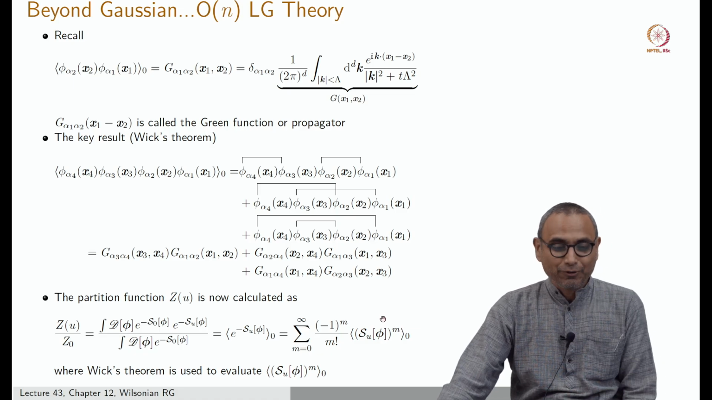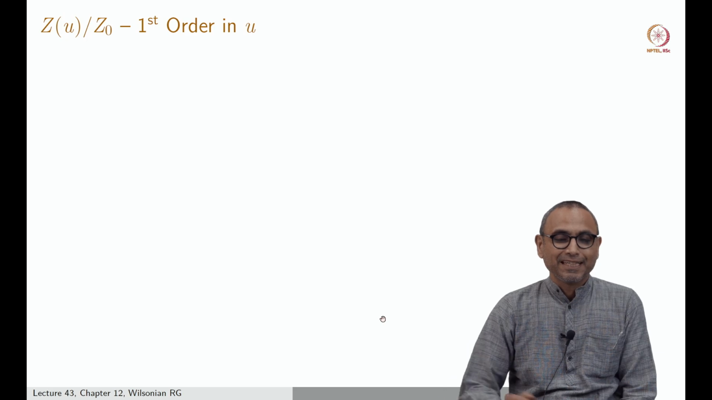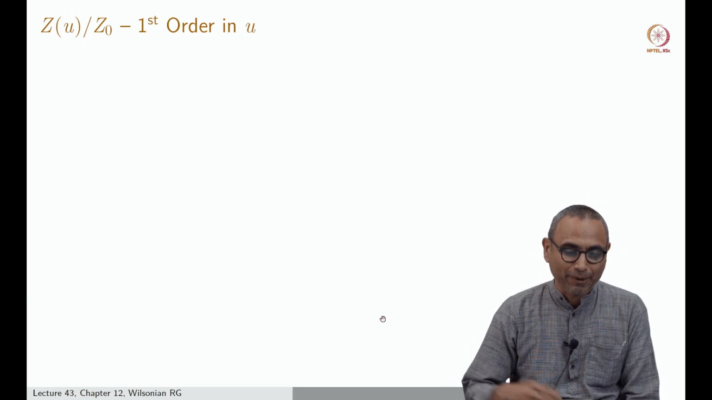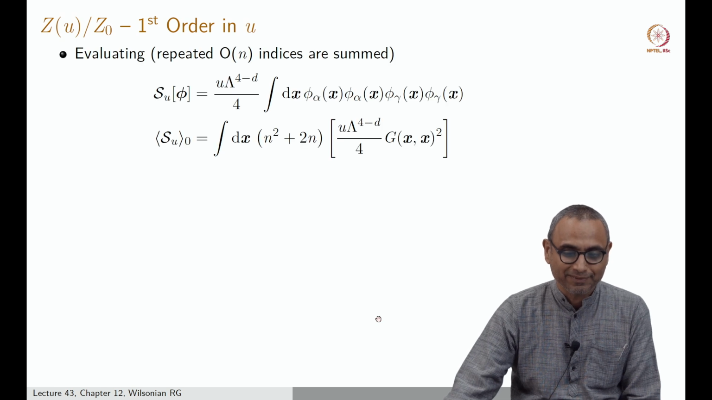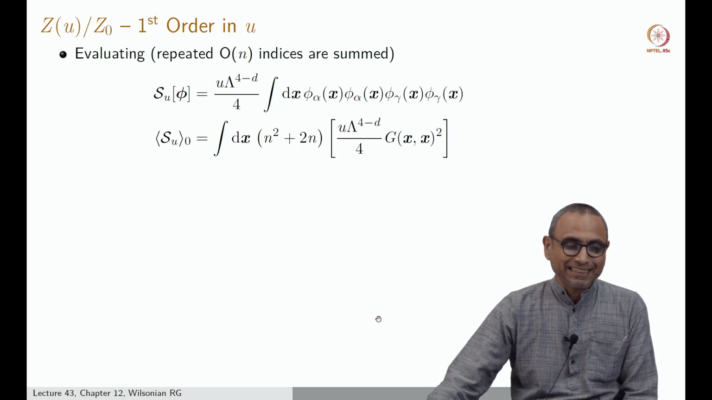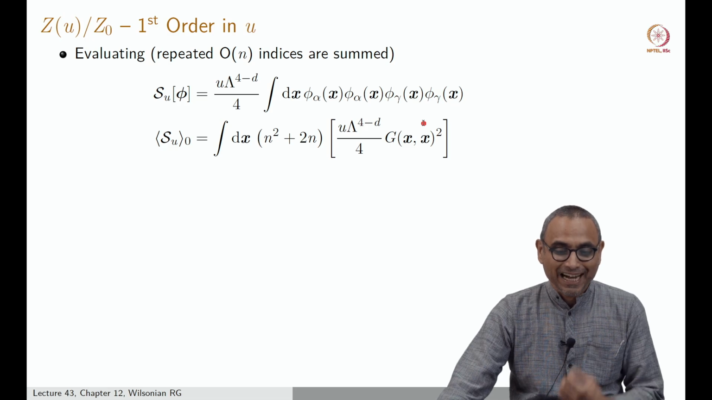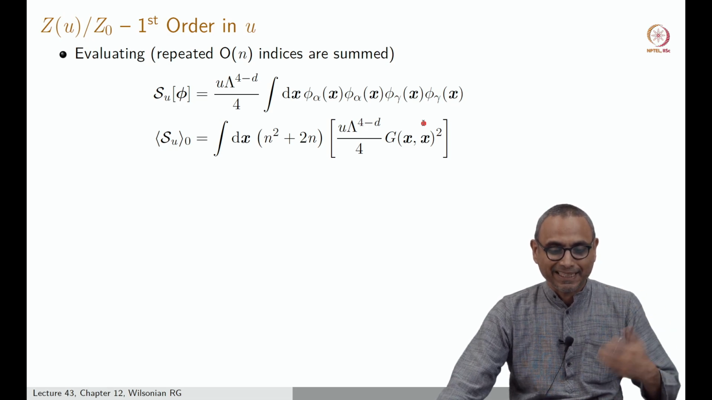Okay, so that's how we do this. So let's push on and let's see what happens when we try to compute something in first order in U. Okay, so SU is this. So first order in U, I am claiming is equal to this quantity.